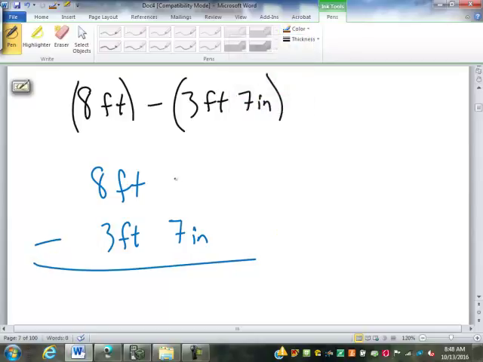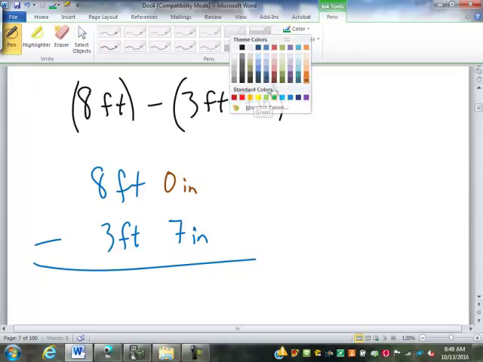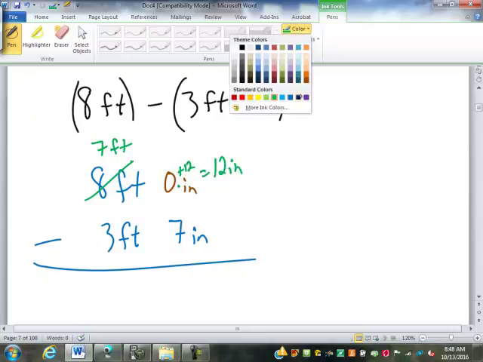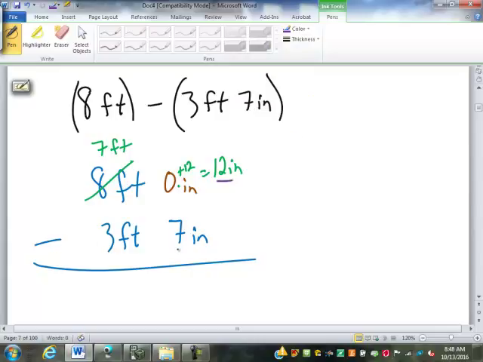Just like I did with decimals, it helps to fill in 0 inches there. Fill in that place value. Obviously, I can't take 0 inches minus 7 inches, so I do still have to borrow. This becomes 7 feet. This is now, 0 plus 12 is just going to be 12 inches. So now I can subtract. 12 inches minus 7 inches is 5 inches. 7 feet minus 3 feet, 4 feet.